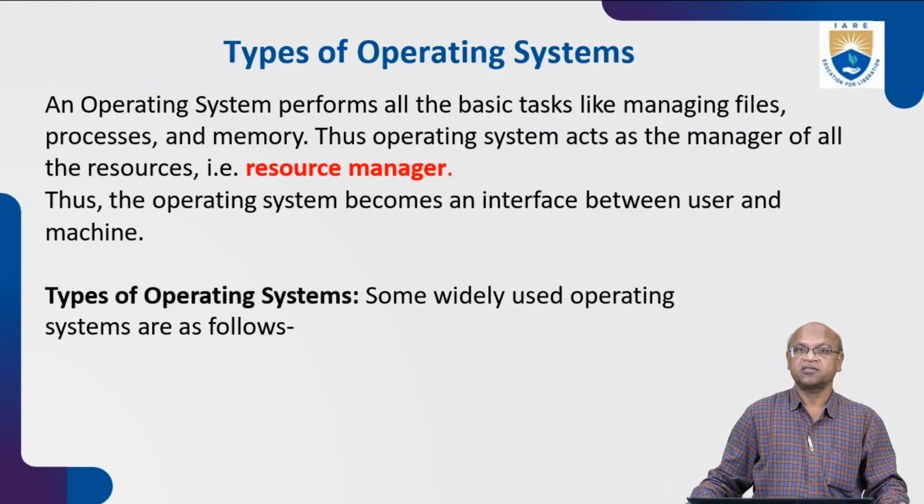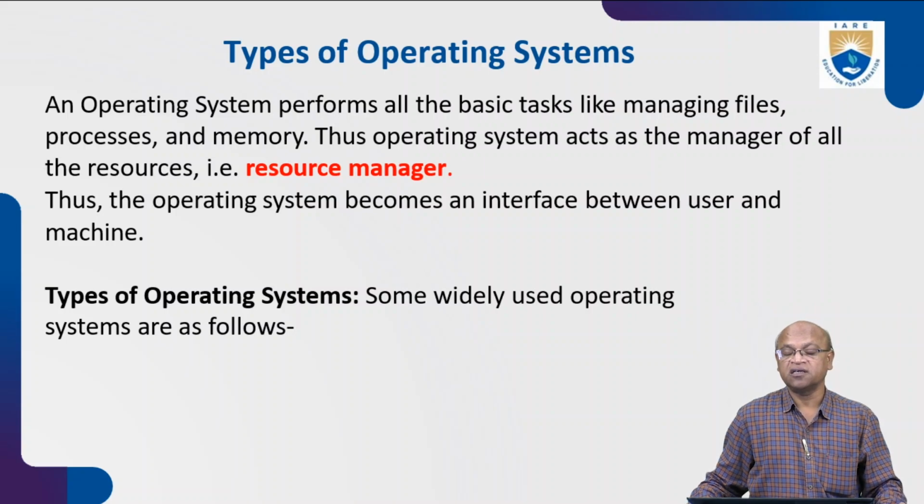The types of operating system. An operating system performs all the basic tasks like managing files, processes, and memory. The operating system acts as a manager of all resources, that is, a resource manager. Thus, the operating system becomes the interface between the user and the machine. As we are looking from the beginning, the operating system is the interface between the user and hardware. Some widely used types of operating systems are as below.